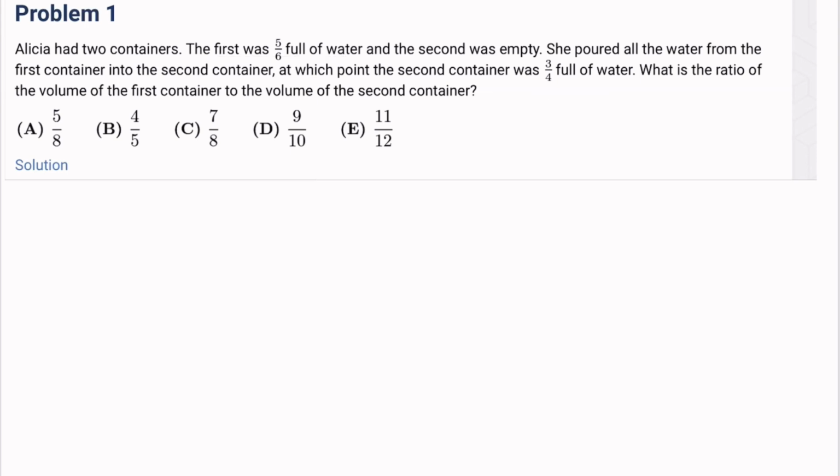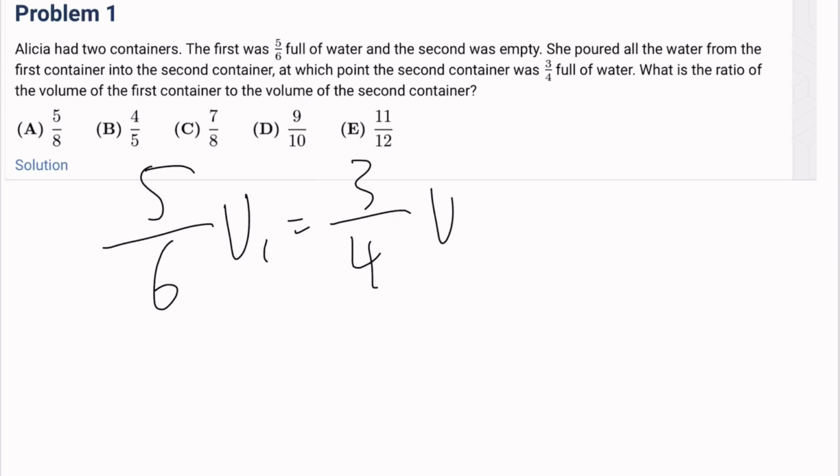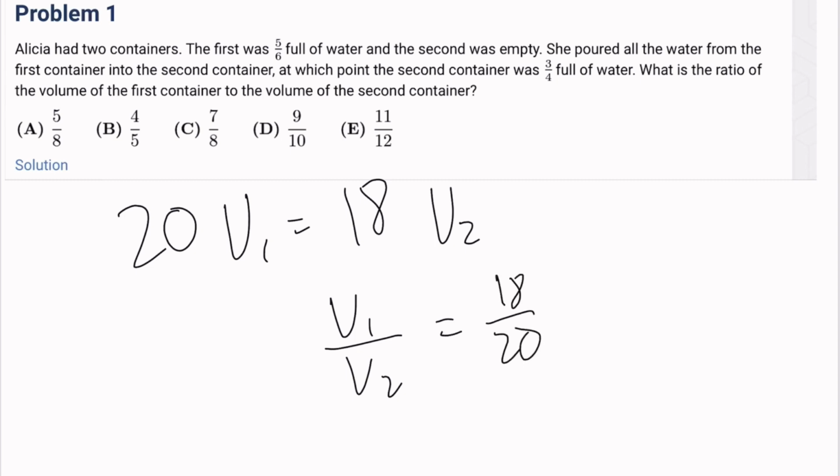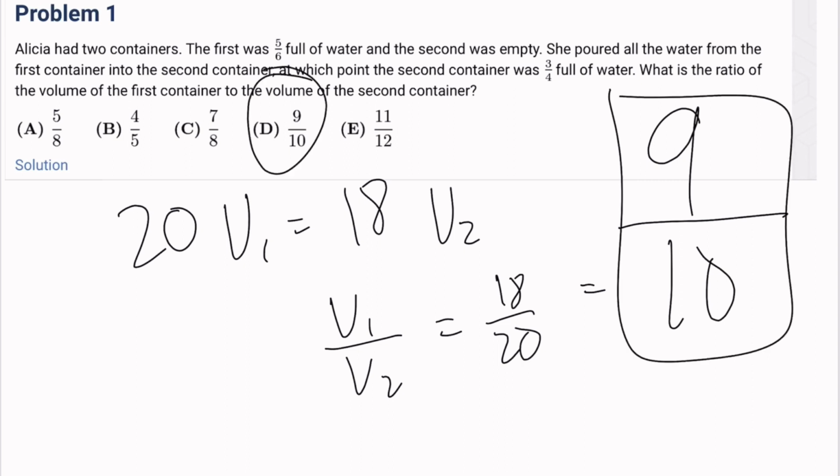So that gives us that 5/6 V1 equals 3/4 V2, right? And so multiplying by 4 here and by 6 here gives us that 20 V1 equals 18 V2. Since what we want is V1 over V2, this is equal to 18 over 20, which is equal to 9 over 10. So the answer is D.